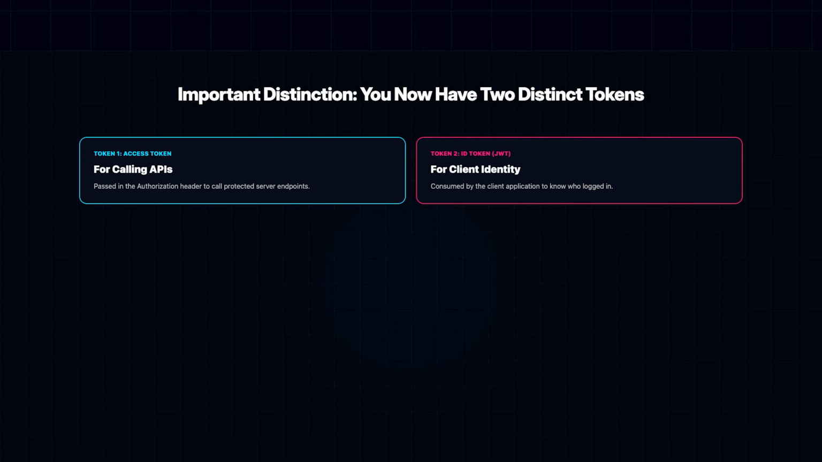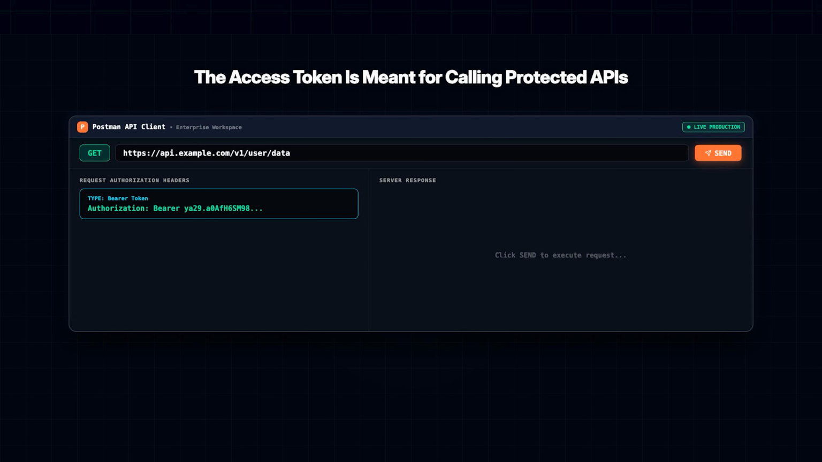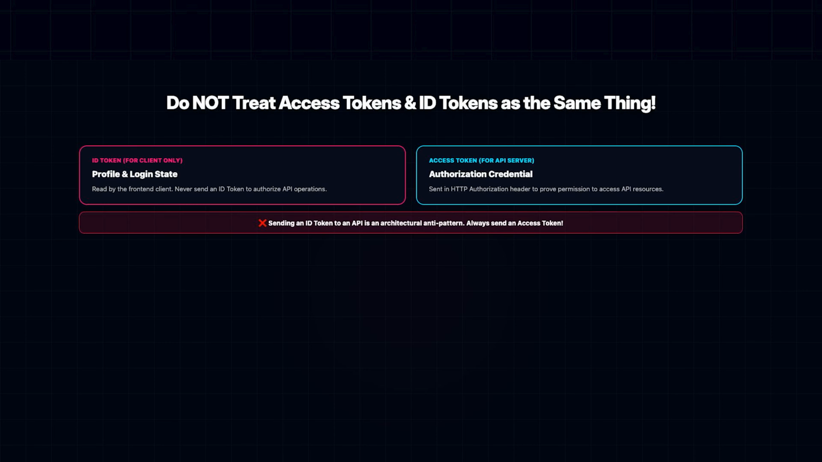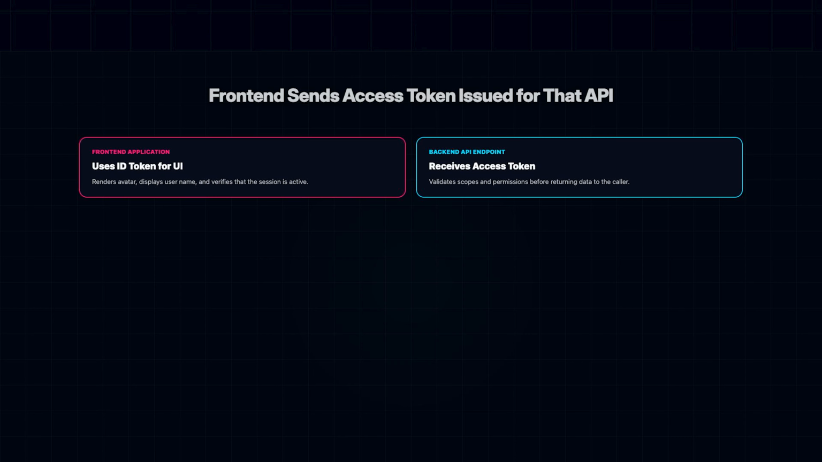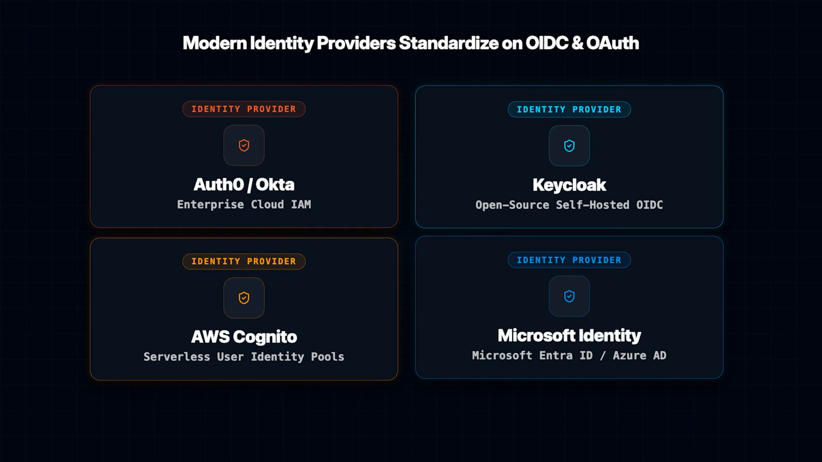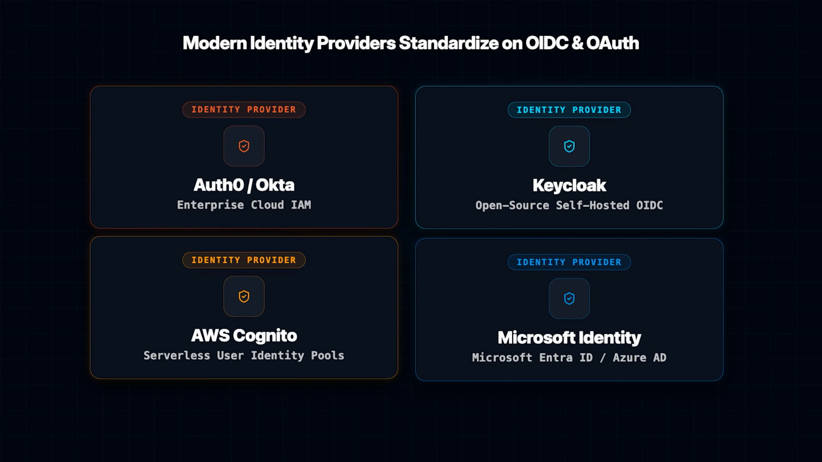You may now have an access token and an ID token. The access token is meant for calling an API. The ID token gives the client information about the authenticated user. For example, when the user logs in, which identity provider authenticated them, their user identifier, or maybe email or some other identity claims. So do not treat access token and ID token as the same thing. If your front end needs to call an API, normally it should send an access token that was issued for that API. ID token has a different purpose. This becomes important when you start working with platforms like Auth0, Okta, Keycloak, Cognito, or Microsoft Identity Services.